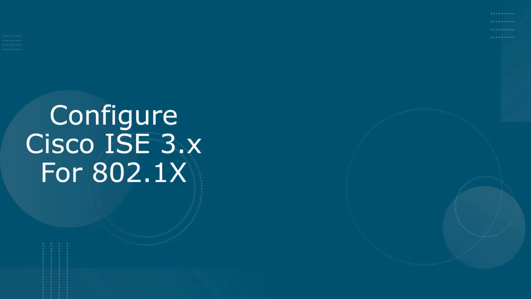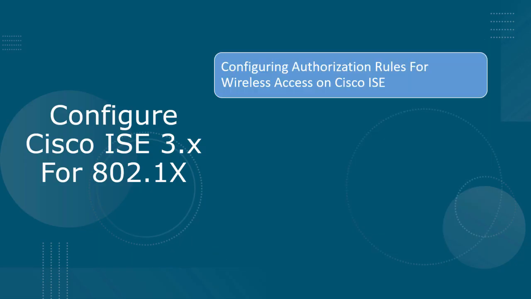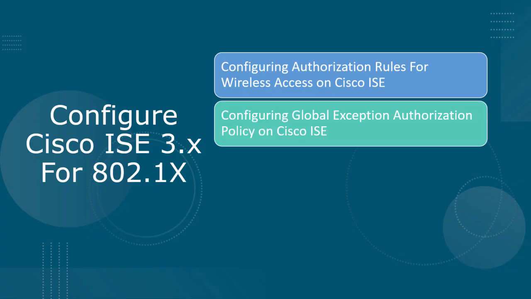And next, we will deal with how we can configure authorization rules, but this time for wireless access on Cisco ISE. After dealing with the necessary authorization rules, we will understand how we can configure a global exception authorization policy on Cisco ISE, and we will see its effect, how it affects all the policy sets, and how you can delete one and how you can add a global exception.